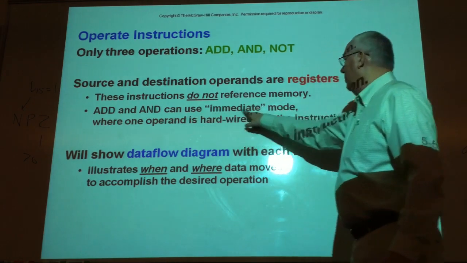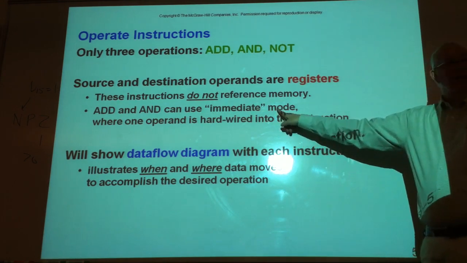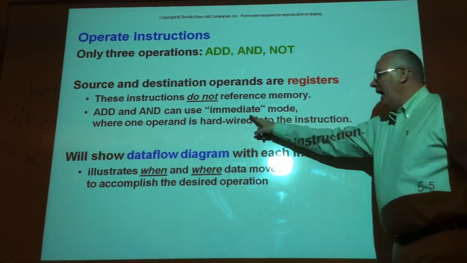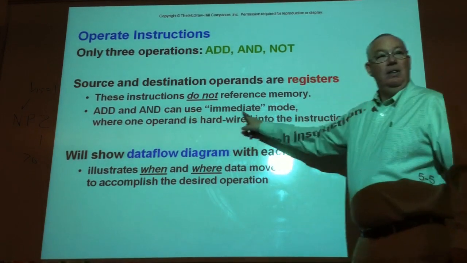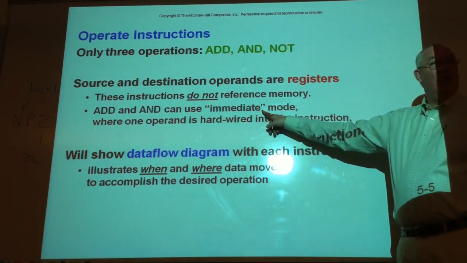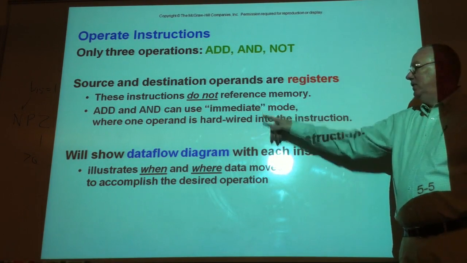ADD and AND can use immediate mode. What's immediate mode again? It's a literal. You can use a number right in the instruction. Now, I can't add or AND big numbers, right? Because this will be sub 16, and so there will be a sign extension on these numbers.